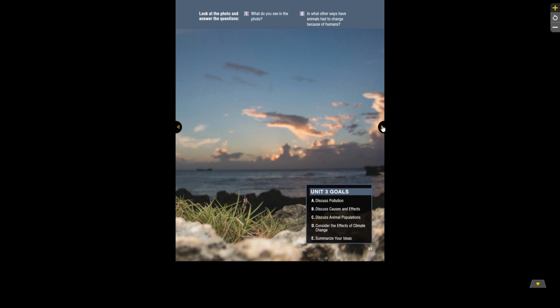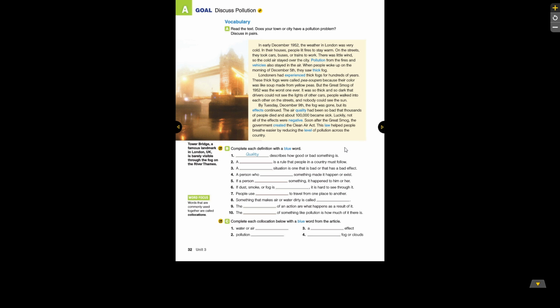All right, so you've looked at the unit goals. We are now going to begin with vocabulary. If you have watched any of the other videos for the book, then you know that the first reading will have words in blue. And that's the vocabulary for the unit. And then the next part will be making sure you understand what the vocabulary words mean. Usually, with the meaning, matching the word with the meaning, or a sentence where the vocabulary word would go into the blank space.